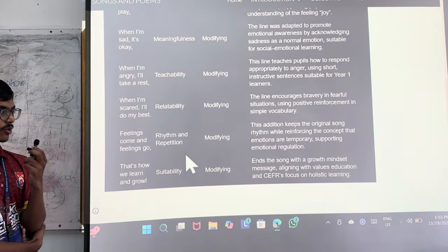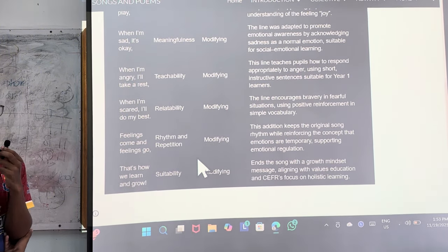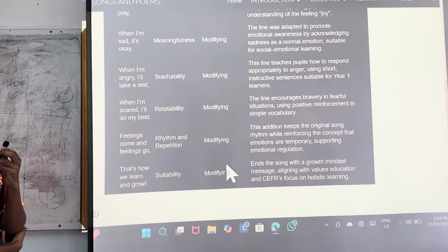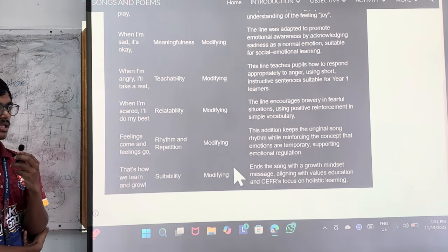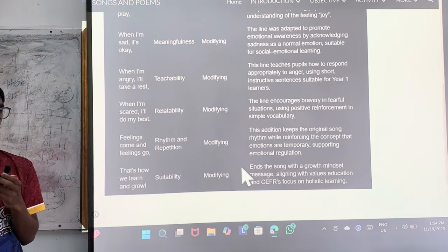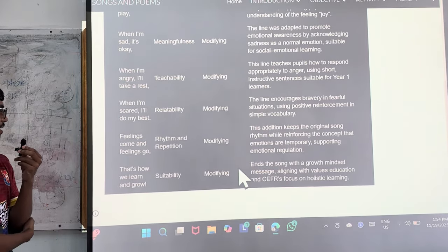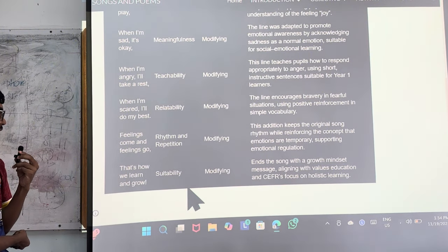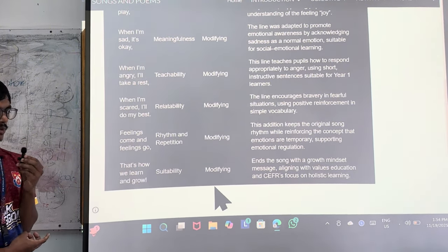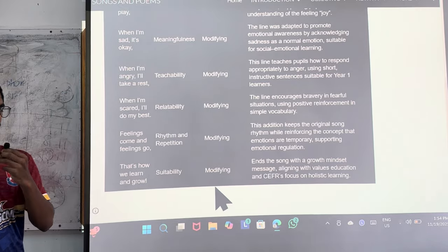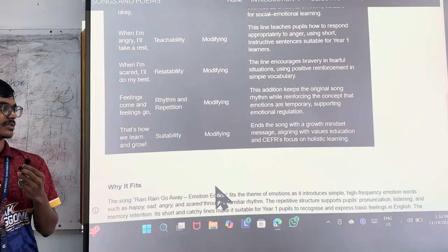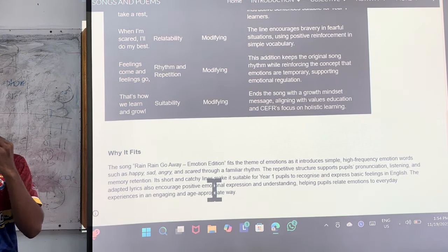And also it is a modified line, and this line is added so it keeps the original song's rhythm while reinforcing the concept that emotions are temporary, and it supports emotional regulation. And the last line, "That's how we learn and grow." It shows suitability, and it ends the song with a growth mindset message, which aligns with values education and CAFR's focus on holistic learning.